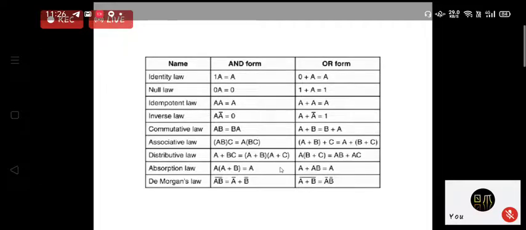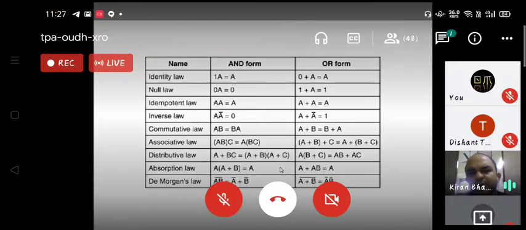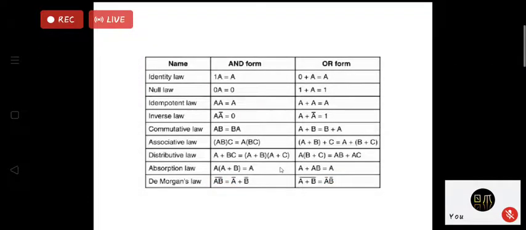So these are the laws which you can check with the truth table. 0 into 0 is 0, 1 into 1 is 1. So A into A is A. A plus A is A. That is 1 plus 1 is 1, 0 plus 0 is 0. A plus A is A. It is as simple as that. A into A bar is 0, A plus A bar is 1. AB is equal to BA, A plus B is B plus A.